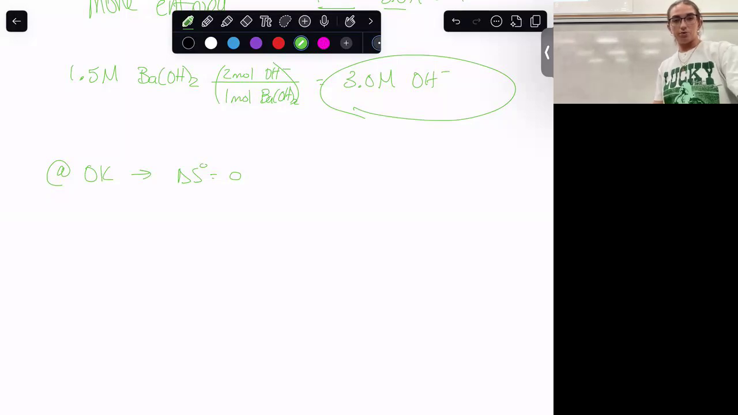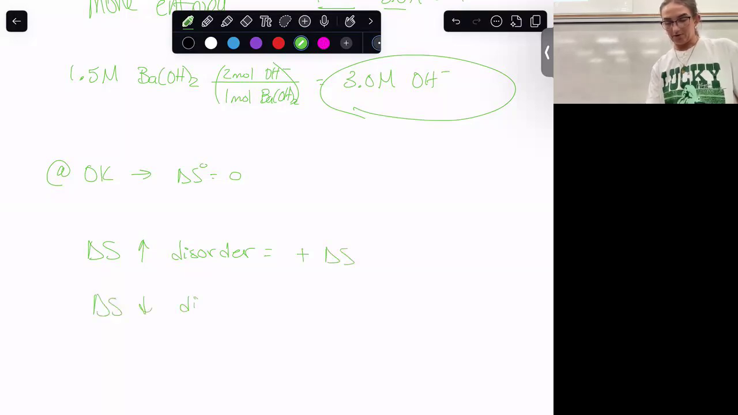Okay, what does the world prefer? If a delta S is increasing disorder, what kind of sign does that get? Is that a positive or negative delta S? This is a positive delta S. And if we're decreasing disorder, that's a negative delta S. And what does the universe prefer? That's disorder. We actually prefer more disorder, right? So we do prefer a positive delta S.